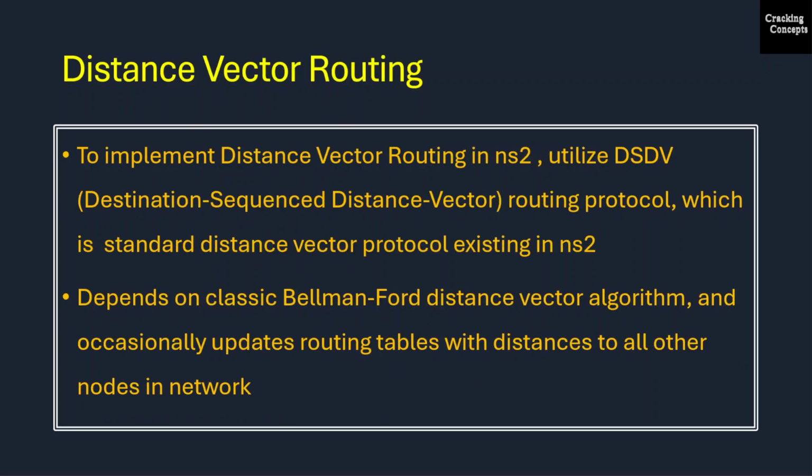Now we will look into DVR implementation in ns2. To implement distance vector routing in ns2, we can utilize DSDV, which is Destination Sequenced Distance Vector Routing Protocol, which is a standard distance vector protocol existing in ns2. It depends on the classic Bellman-Ford distance vector algorithm, and it occasionally updates routing tables with the distances to all the other nodes in the network. For more details on distance vector routing protocol, you can refer to a previous video I did on the same in the playlist.